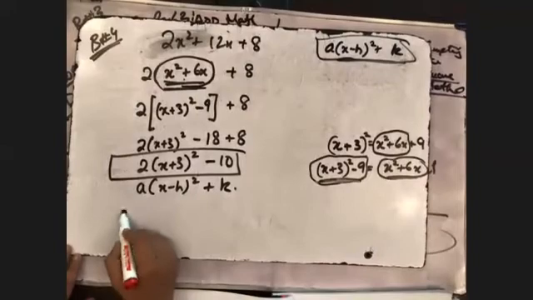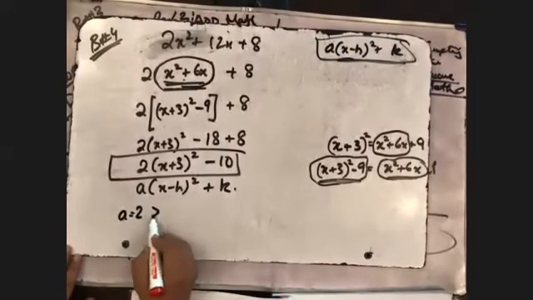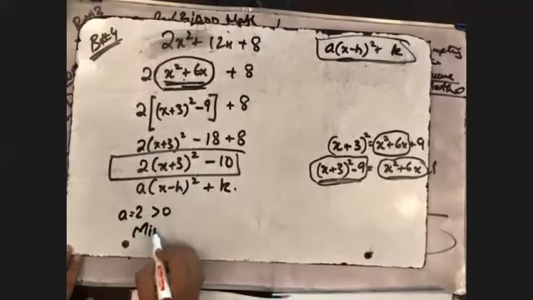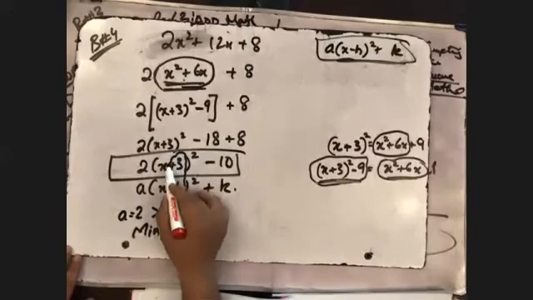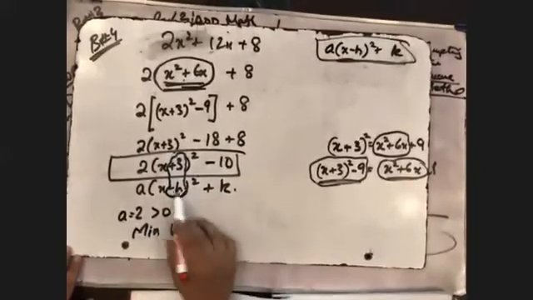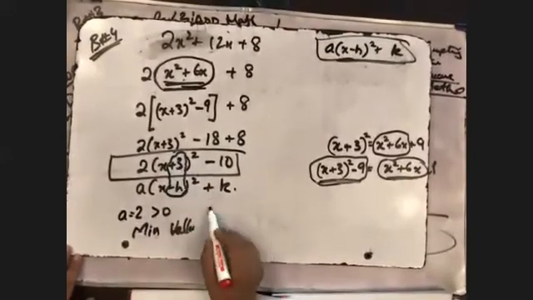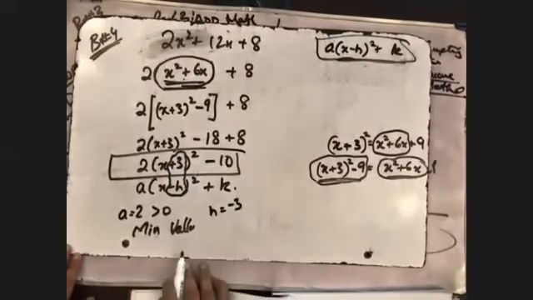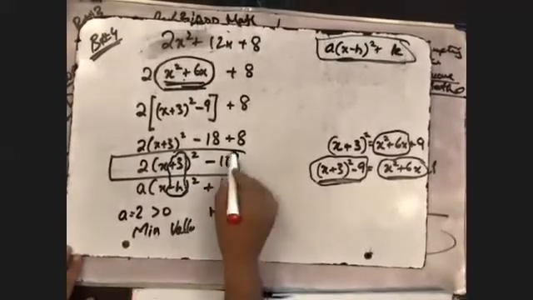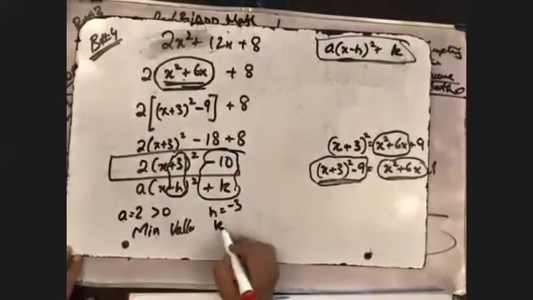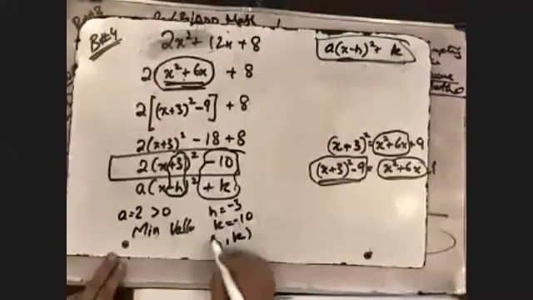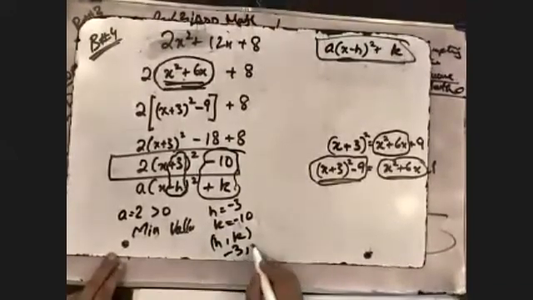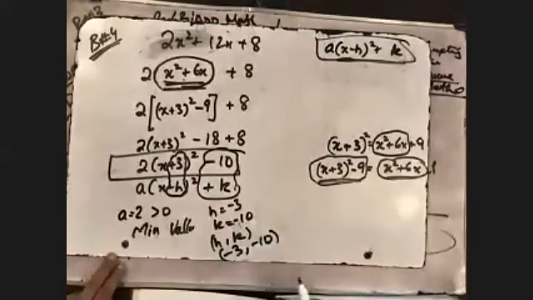Now I can simply say that a is equal to 2, which is greater than 0. So we know we're going to get a minimum value. Look here, minus h is equal to 3. Therefore, h is equal to minus 3. And k is equal to minus 10. So h comma k will become minus 3 comma minus 10. That's my minimum point.